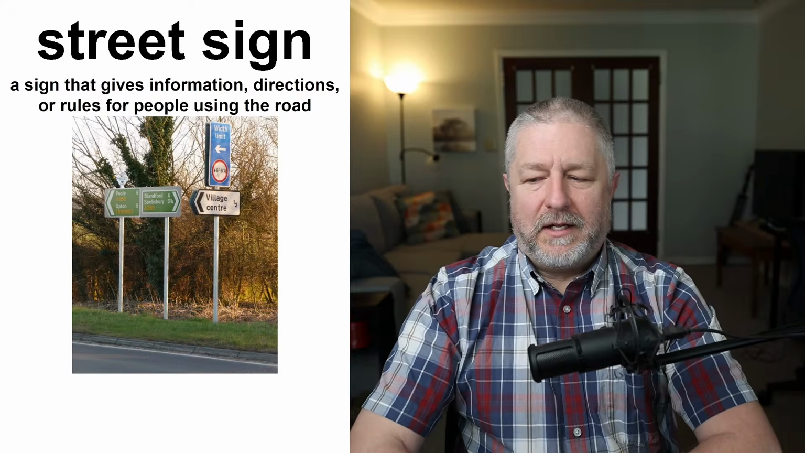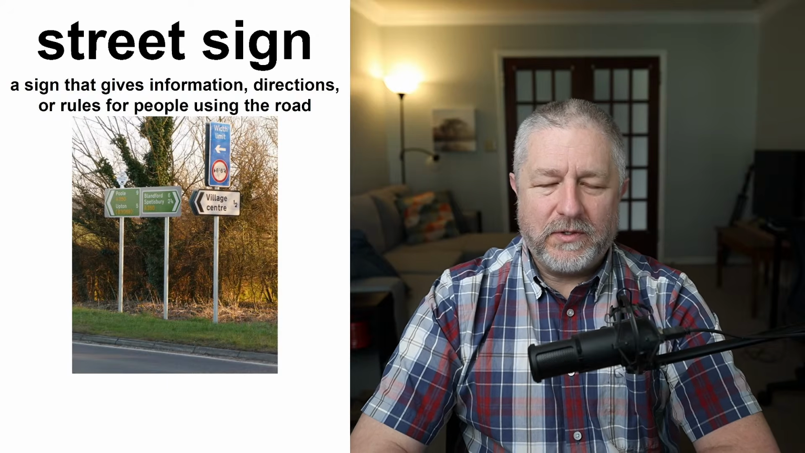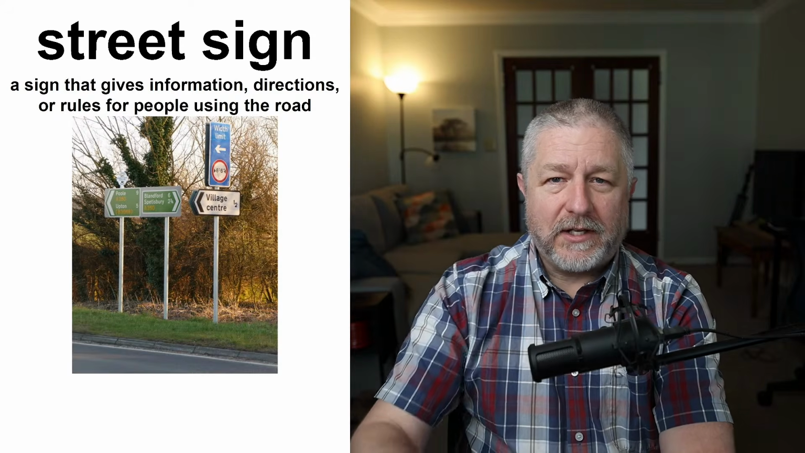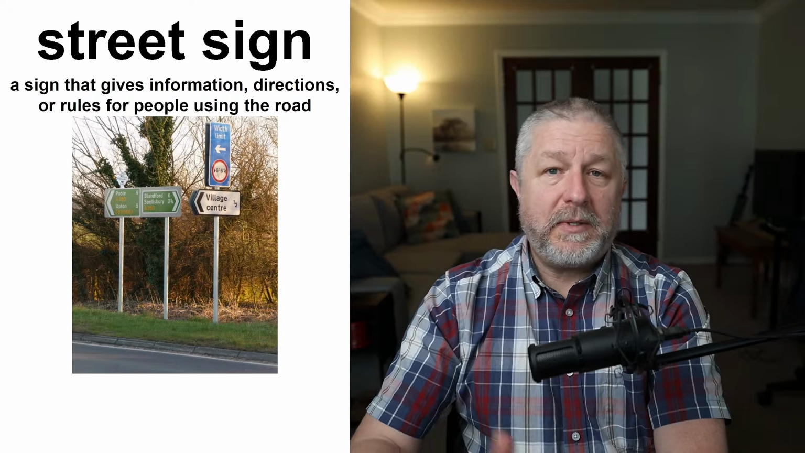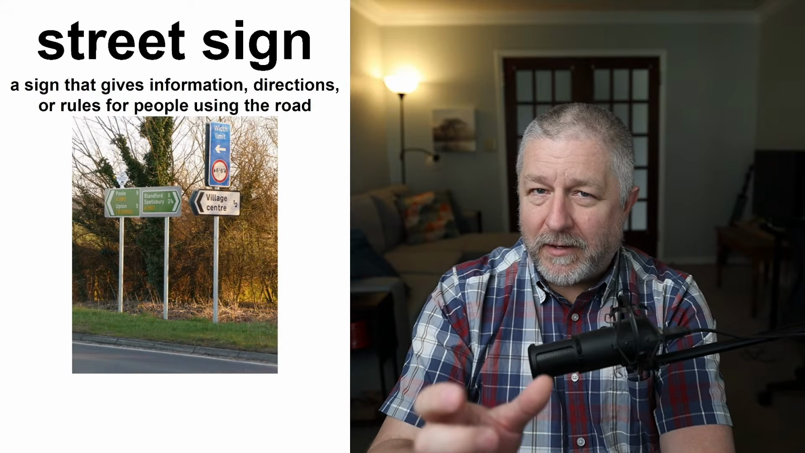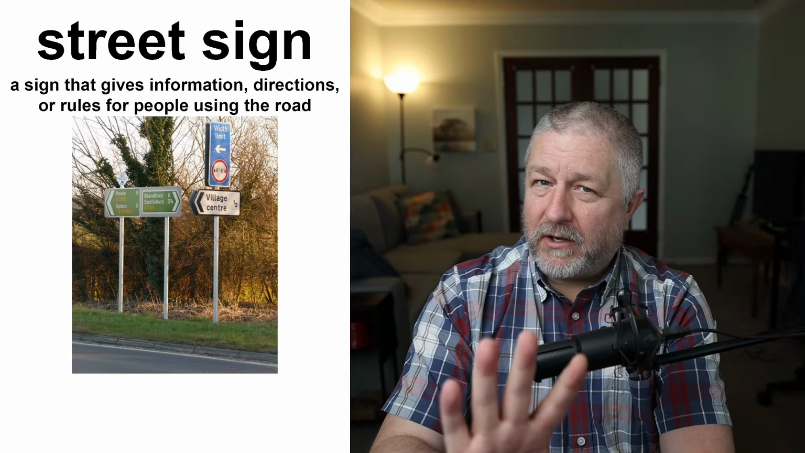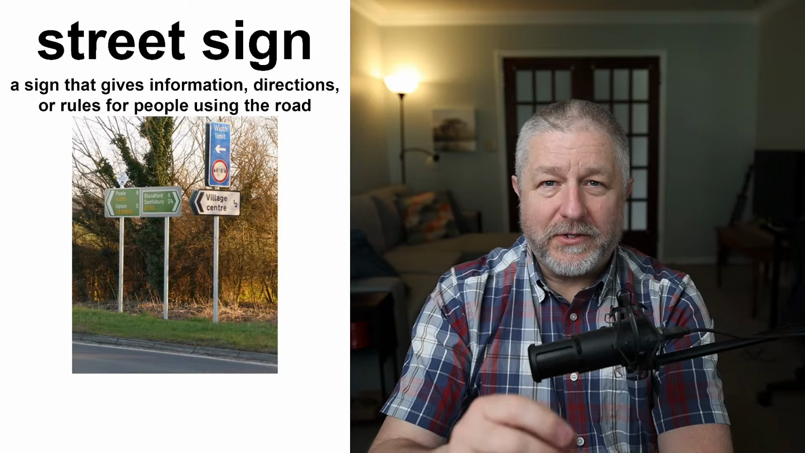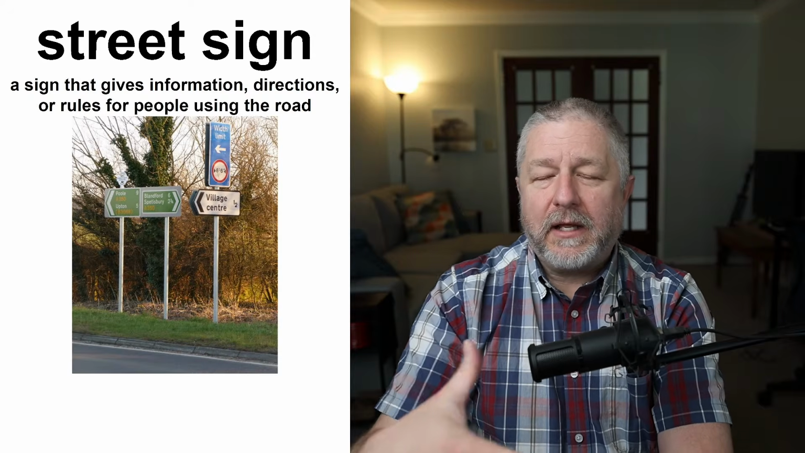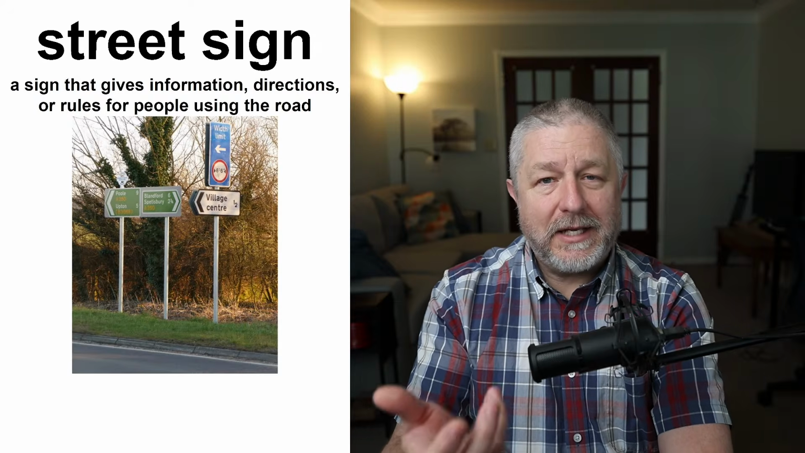Street sign. A sign that gives information, directions, or rules for people using the road. So a street sign might say stop. A street sign might say speed limit 100 kilometers per hour. By the way, when I talk about speed, I say 100 kilometers per hour, but I also say 100 kilometers an hour. And I might even say 100 kilometers an hour. Like the most informal, fastest way to talk about speed is that way.